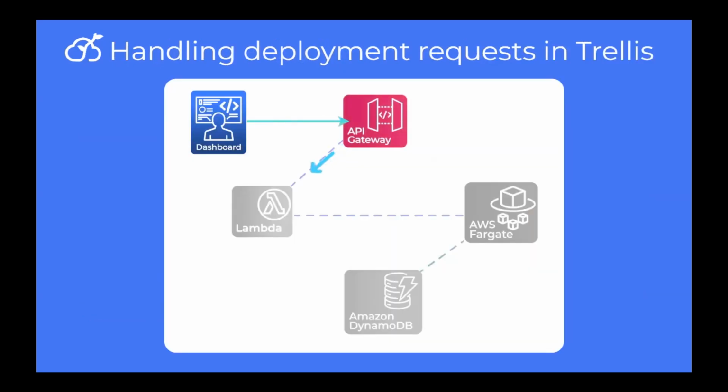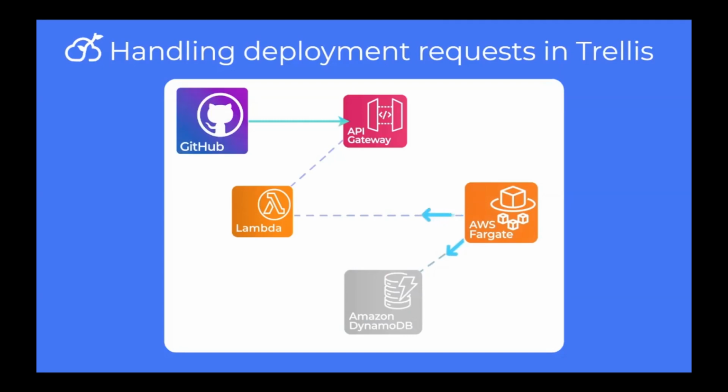Now, before we get into it, let's review the flow of a deployment request in Trellis. So the dashboard sends a request to an API gateway that triggers a Lambda function, which in turn starts the build server. The Lambda function responds to the dashboard as soon as the build server starts building, and then shuts itself down, meaning the Lambda function does not stay up for the duration of the deployment, and hence it cannot send the deployment information to the dashboard.